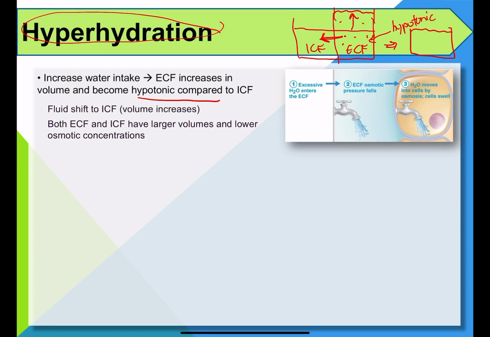And both ECF and ICF now have more fluid than they necessarily need. Both of them will have larger volume and lower osmotic concentration. Now, that is not a good thing either. Now you have too much volume and you have diluted levels of all the electrolytes floating around in your body.